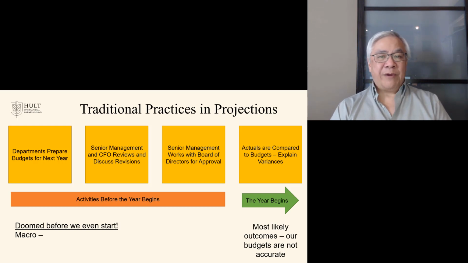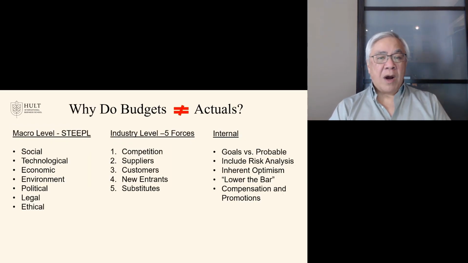And this is typically where reality sets in. Oh, I thought we were going to get so many sales. It didn't quite happen that way. This is the importance of having guideposts every month, not waiting till the end of the year to see how you did. Why do budgets tend to not equal actuals?